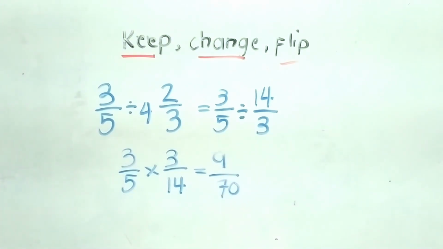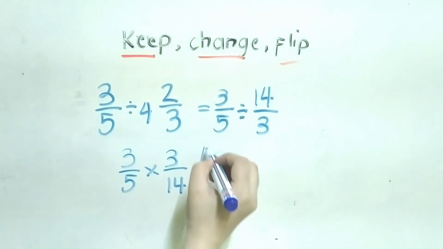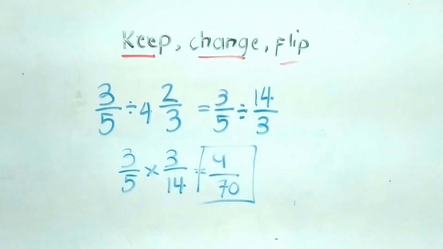So, 9 over 70. So, may mga factor ba na pwede nating i-divide sa 9 at 70 na pwede nating gawing lowest term? So, ang sagot ay 9 over 70 dahil ito na ang kanyang lowest term or na-simplify na natin siya.